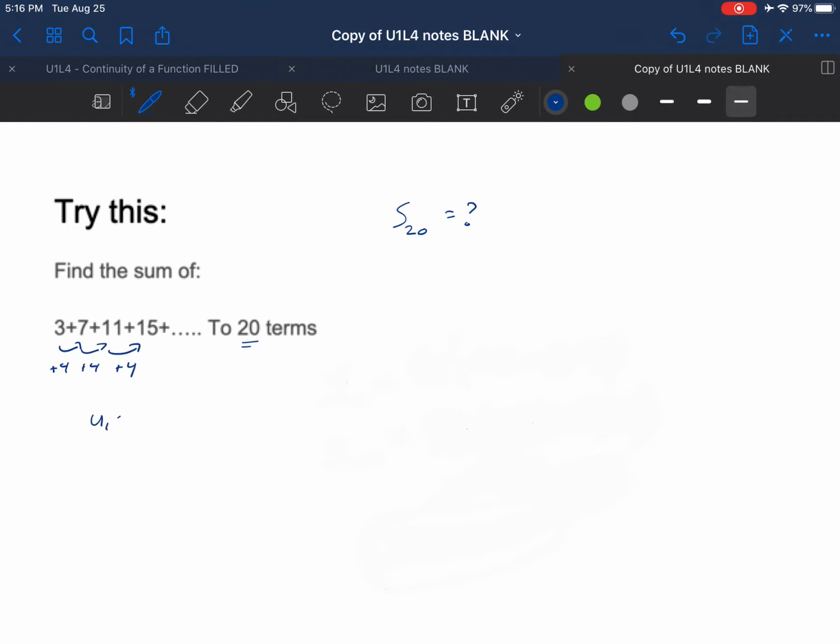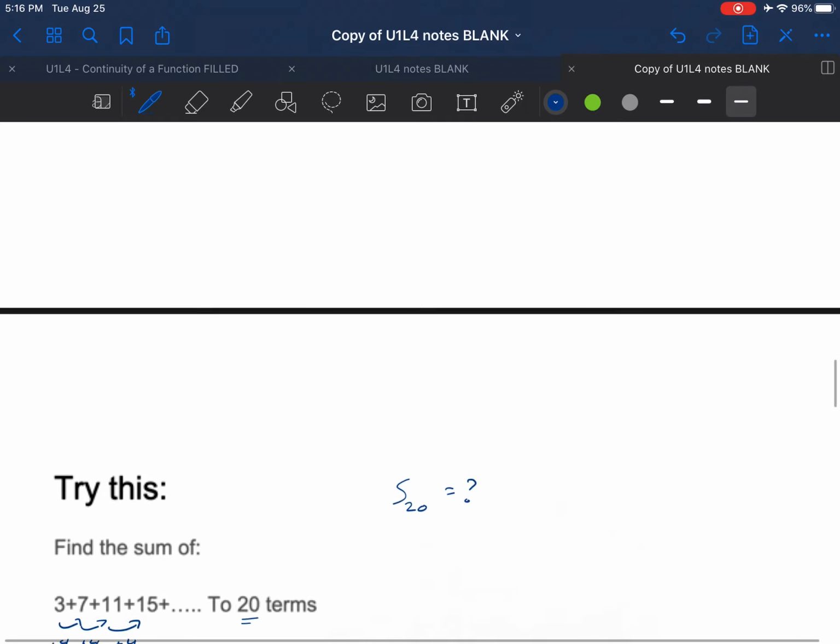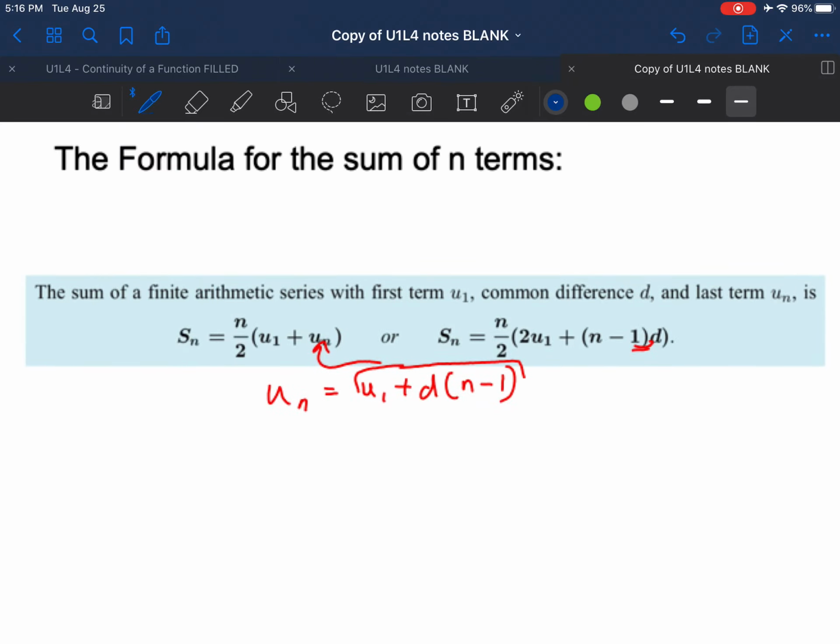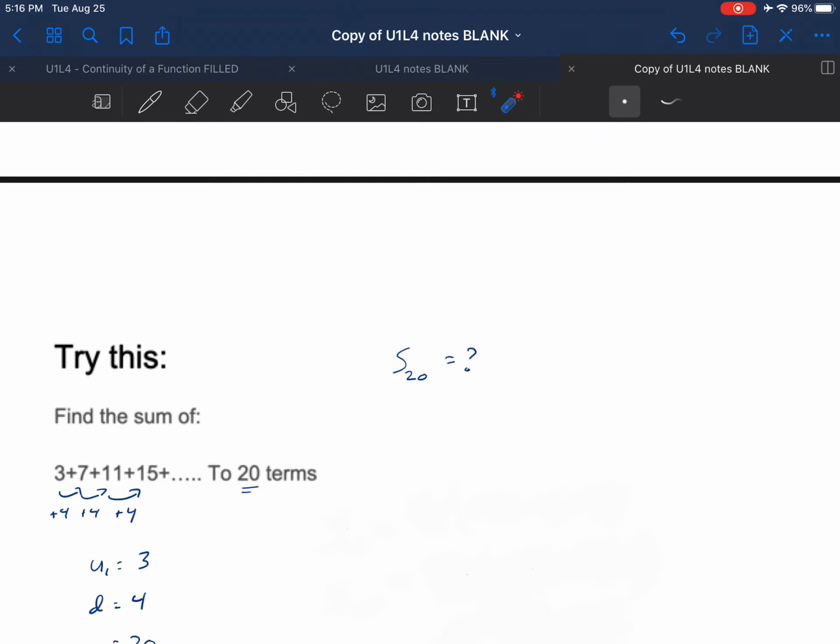Okay, so what do we know? We know that u1 is 3. We know the common difference is 4. And we know that n is 20. We don't know U20 right away. Since we don't know the last term, I'm going to choose to use this formula: n over 2 times 2u sub 1 plus n minus 1 d. All right, so I'm going to write that down here.